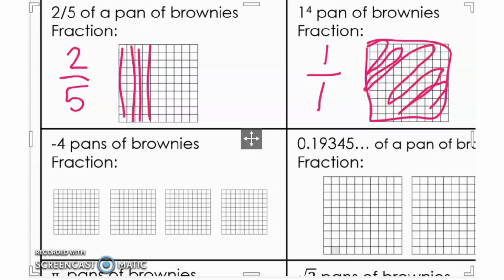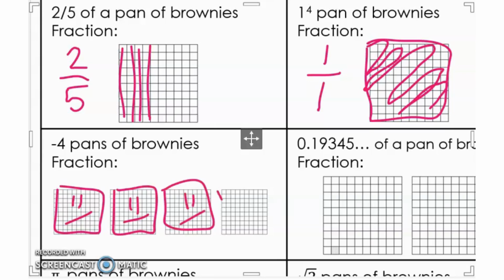-4 pans of brownies, that's exciting. All right, so we have 4 yucky pans of brownies. So they could be burnt, maybe they're vegan, maybe they fell on the floor and they're full of like dog hair or something. So we're going to shade them in, and I'm just going to put like an ugh face. All right, and the fraction for that one would be -4/1. Each one is a whole size piece, and we have -4 of them.